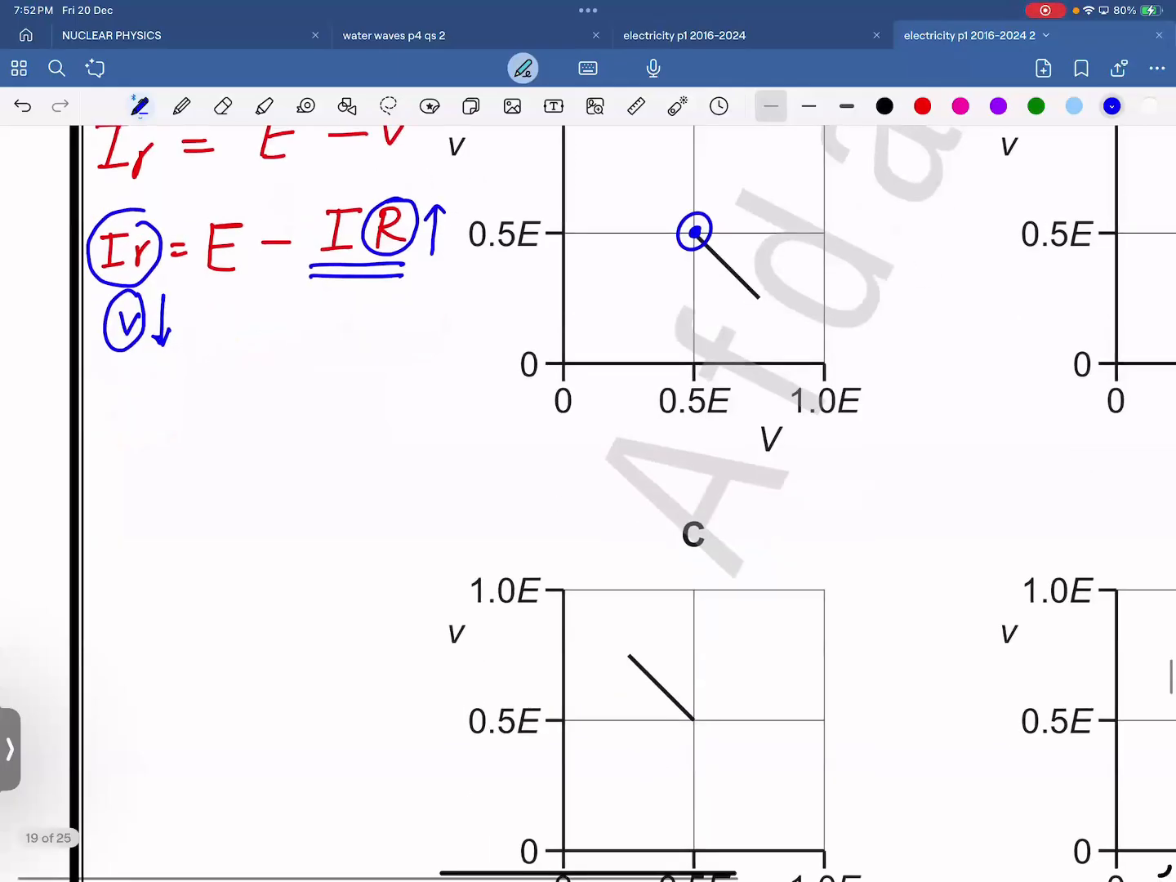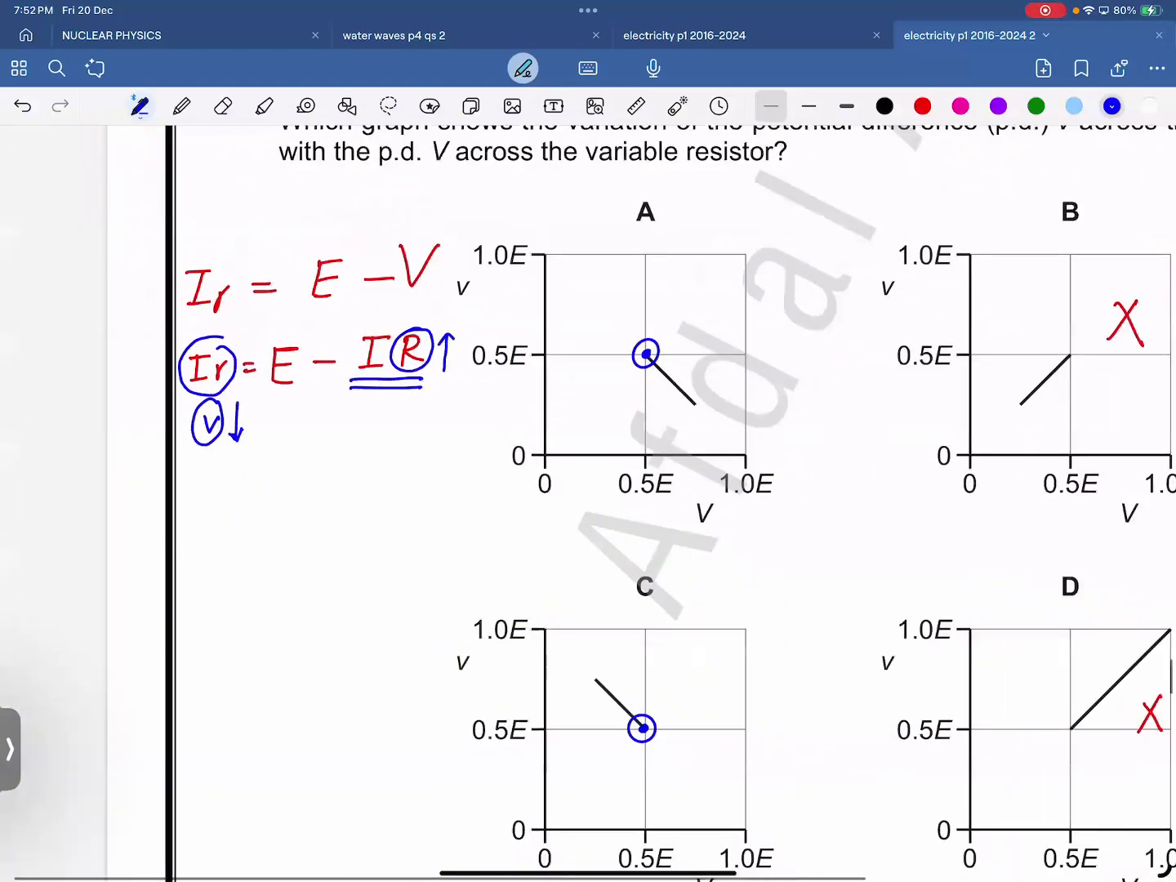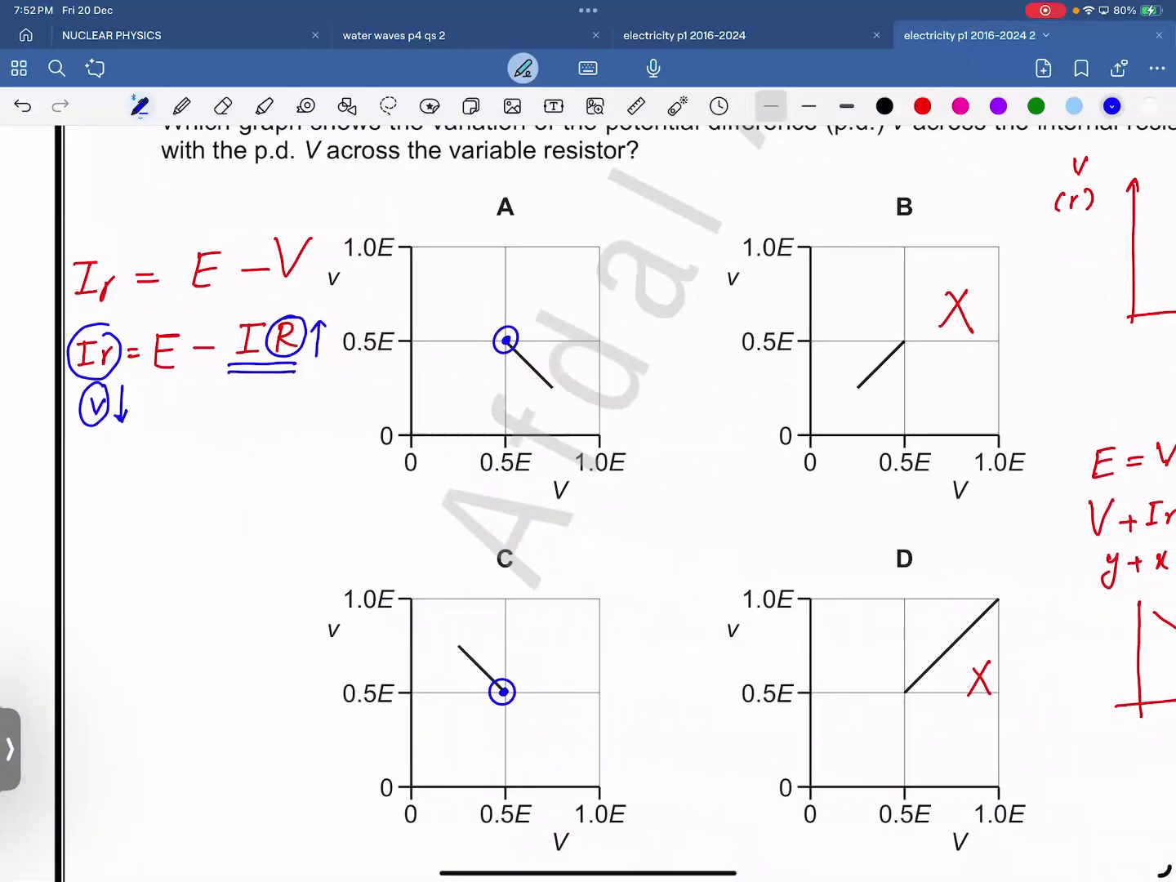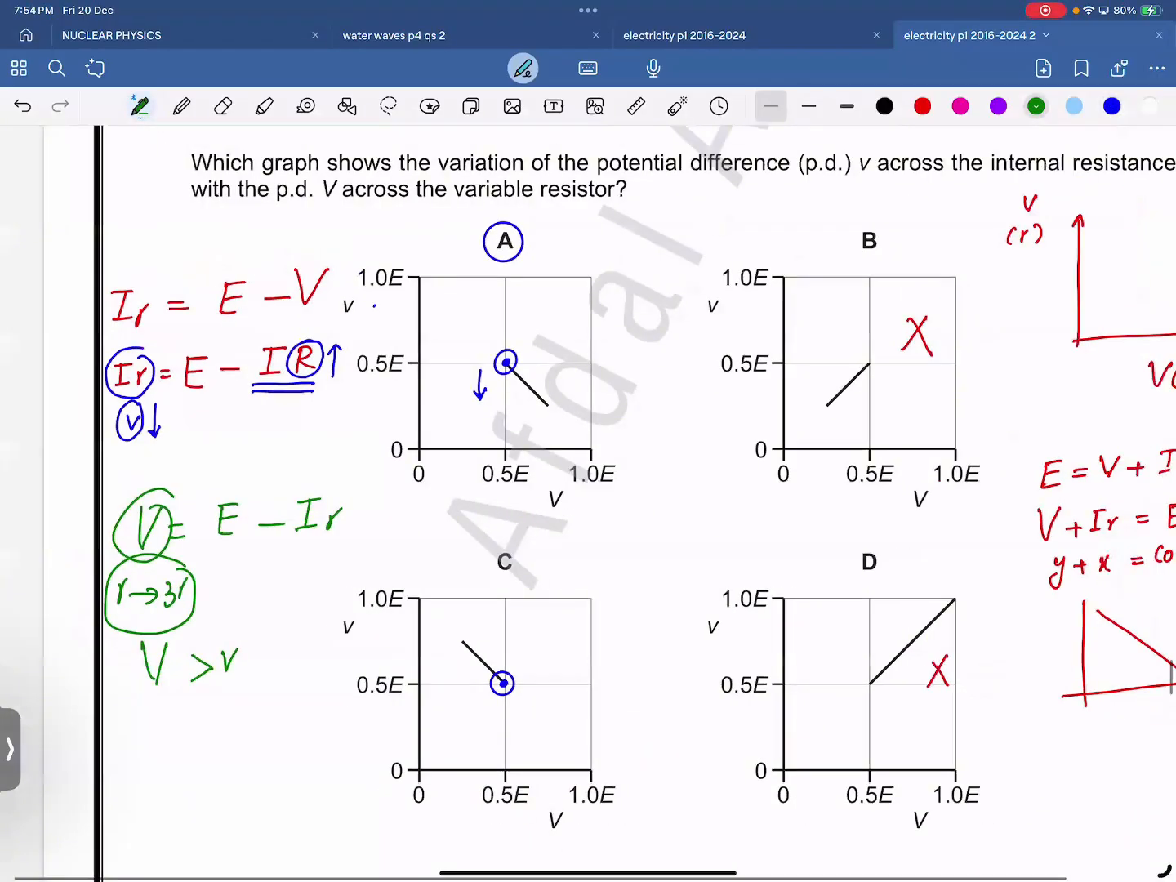PD was same. And after this, it should start to decrease. So which one starts to decrease after this? Option A. Next question.